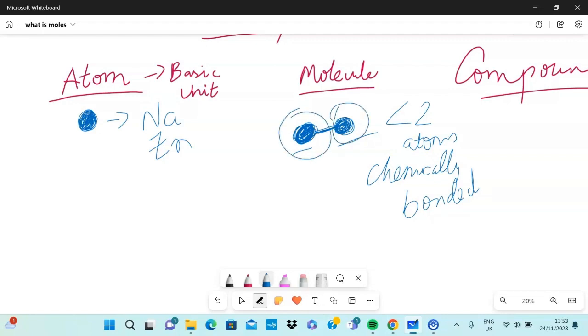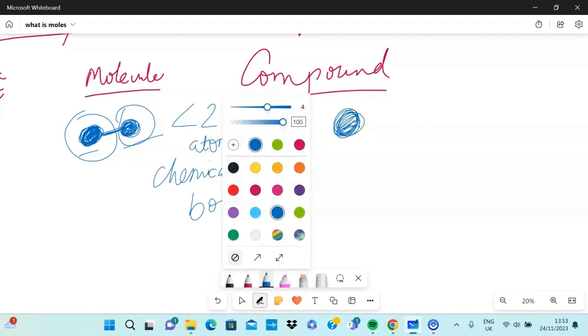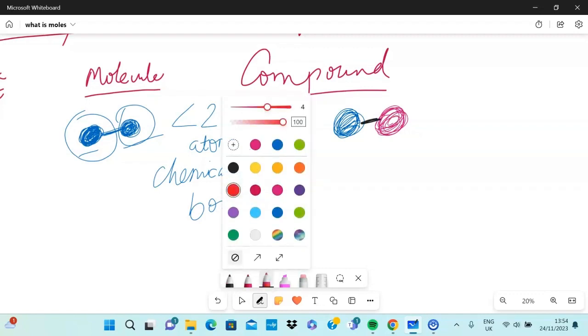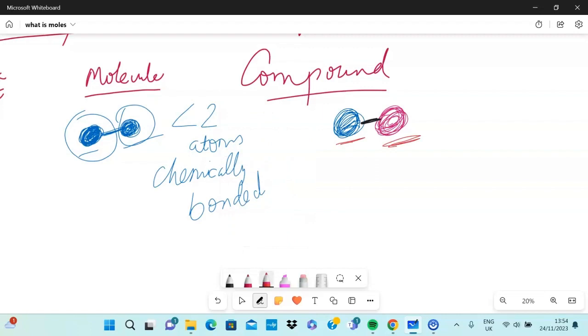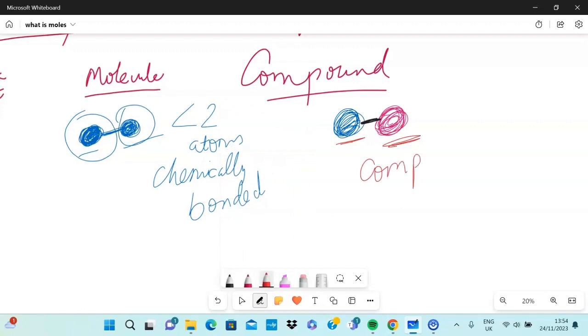It's the same atom. Now, if you go back to compound, this is where people get confused. It is 1 atom, okay, bonded with, let's say, another atom. But as you can see, your bond is between 2 different atoms. You can see that? It's 2 different atoms. So because of that, this is a compound.